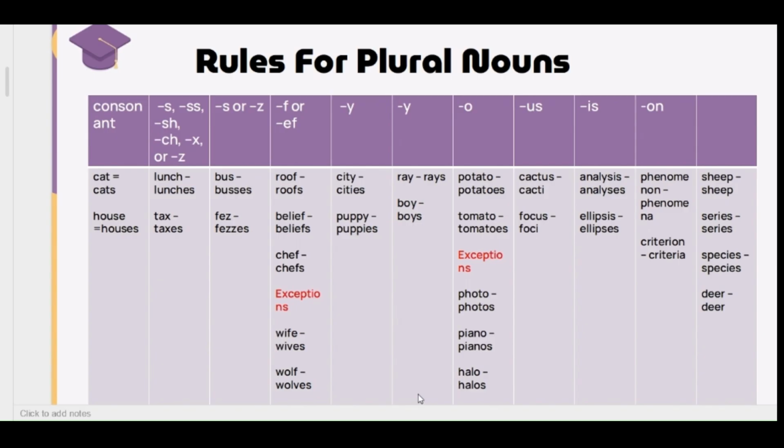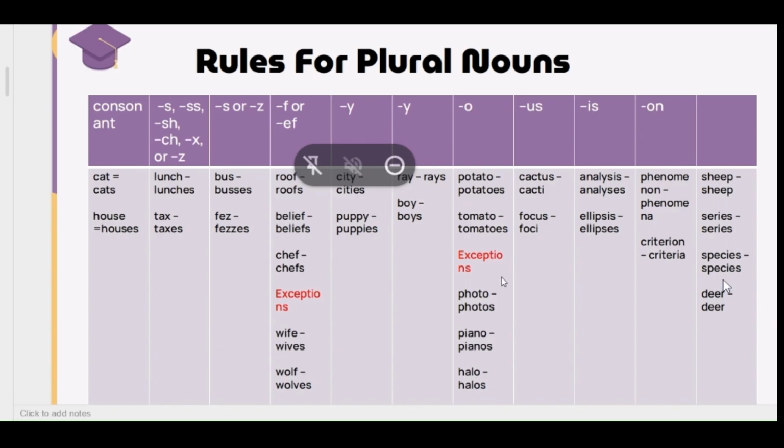There are some words that end in F or FE. We can add S in the plural form, like roof becomes roofs. But there are some exceptions. For example, wife ends with FE. So in that case, we have to change the F to V, so we get wife, wives. It's here at the bottom. Remember, I'm just going quickly.